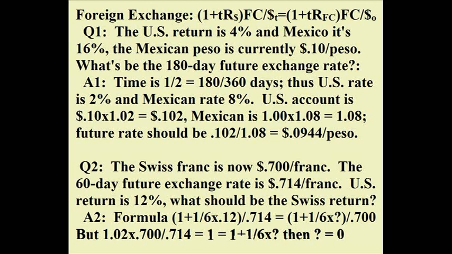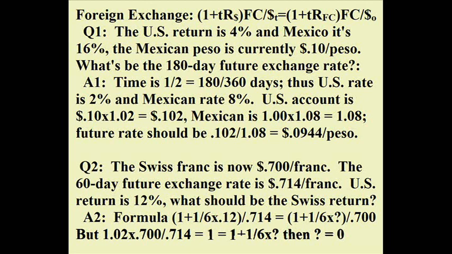Here's our second example. We've got a couple of twistaroos here. We have a current spot price of 70 cents American per Swiss franc. We have a 60-day, 1/6 of a year, future exchange rate for the franc of 0.714 U.S. dollars. The return in the United States is 12%. What should the Swiss return be? This time let's plug it into the equation.